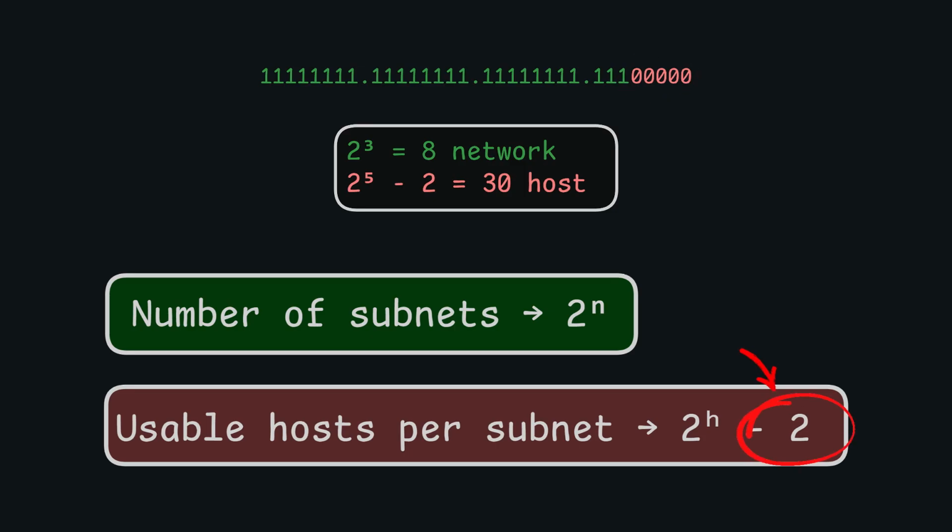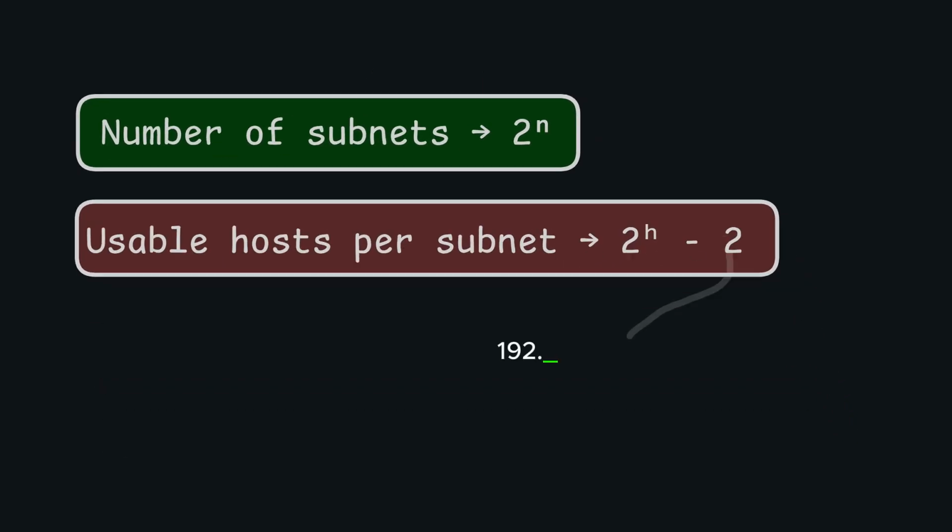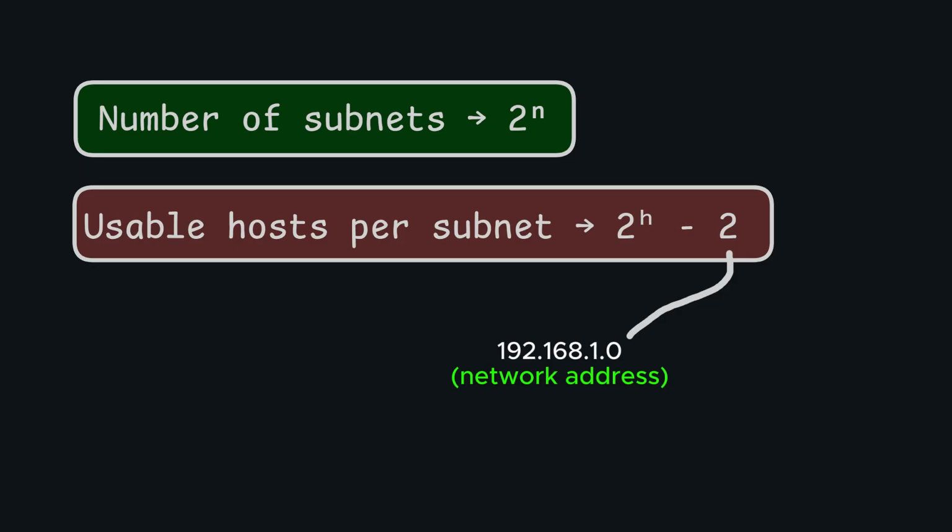We subtract 2 because 2 addresses in every subnet are always reserved. The first address is always the network address. It basically represents the subnet itself, so you can't actually assign it to any device. The last one is the broadcast address. Whenever you want to reach every single device in that subnet at once, this is the address you use. Again, no device can have this one either, so those 2 are always taken and off limits. Everything in between, that's your usable range.